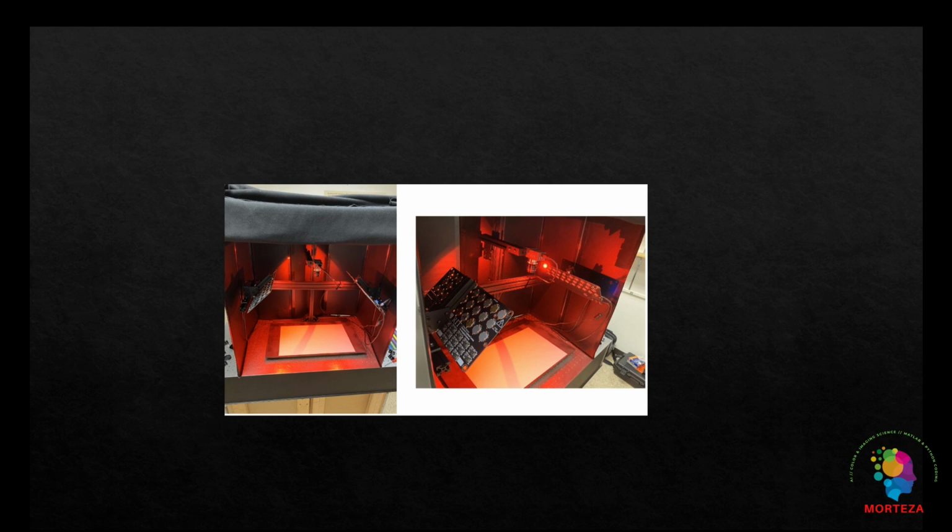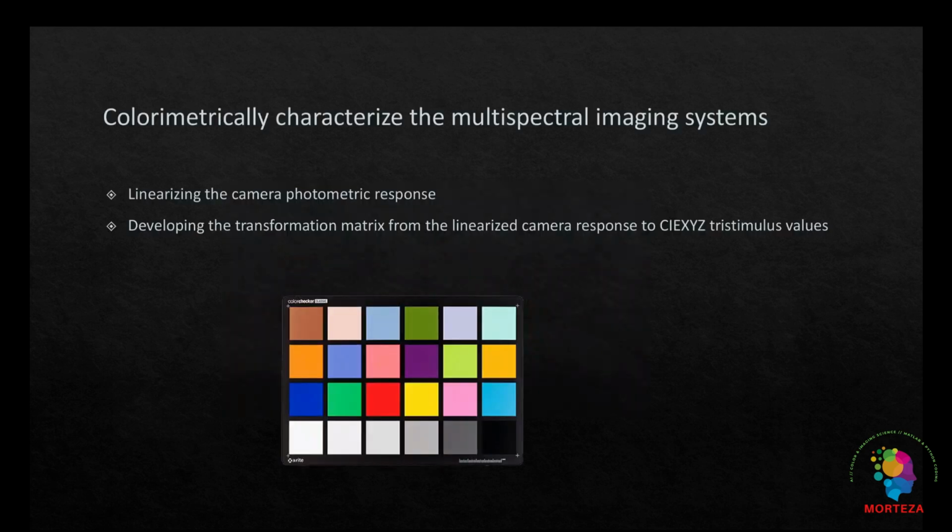Two steps are used to colorimetrically characterize the multispectral imaging systems. First is linearizing the camera photometric response using the neutral samples of the Macbeth color checker or any other color chart you have. Second is developing the transformation matrix from the linearized camera response to CIE XYZ tristimulus values using the mean patch values of the color chart.